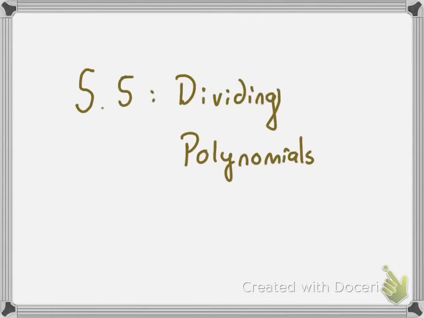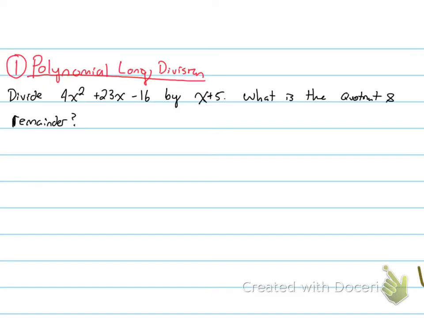In section 5.5, we're going to be dividing polynomials. So first, we're going to start by doing polynomial long division. This process can be kind of tedious. We are going to learn a shortcut by the end of this video. So first, I want to divide 4x squared plus 23x minus 16 by x plus 5. What is the quotient and remainder?